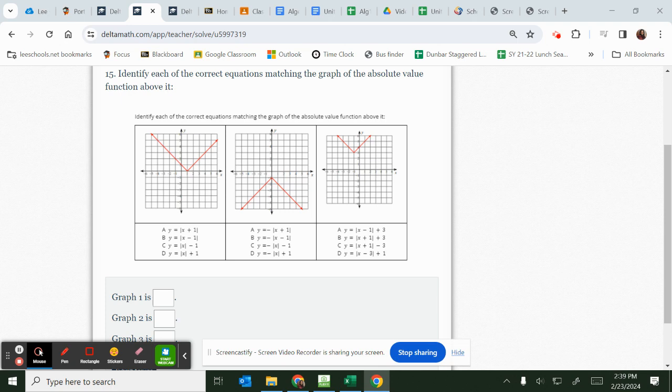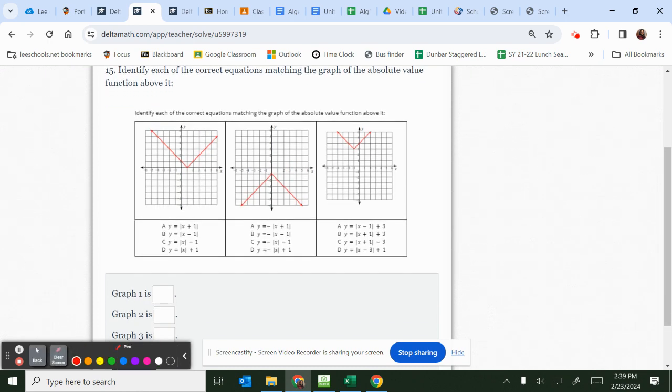Question number 15 wants us to identify the correct equation matching the graph of the absolute value function above it. When we're doing this, guys, we need to first recall what absolute value functions normally look like. Sometimes you'll have either a V shape or an upside down V. The V shape means that you have a positive number in front, so a positive leading coefficient. An upside down V would mean you have a negative leading coefficient.